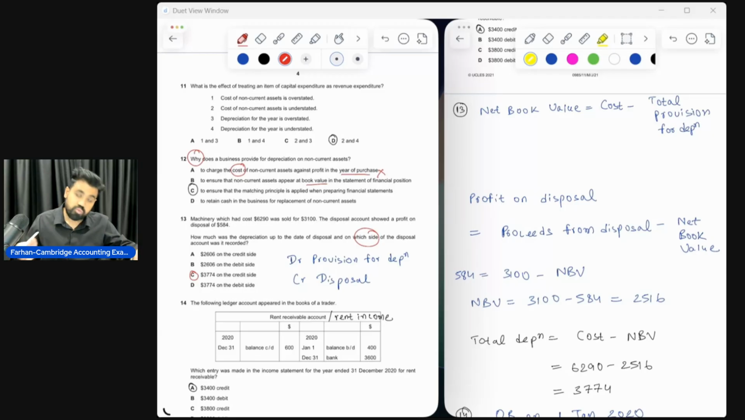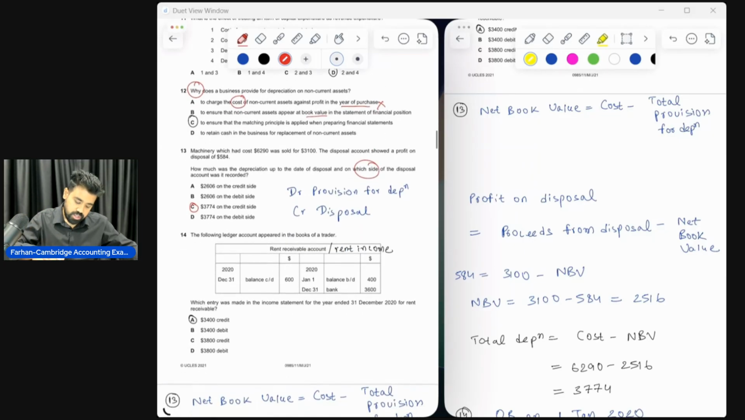But option C, as we've already discussed, which talks about the matching principle, clearly justifies why we calculate depreciation. What about option D? To retain cash in the business for replacement of non-current assets, it actually doesn't make any sense at all. Like, how are you going to retain cash when we are deriving depreciation? It doesn't make any sense, right? So therefore, for number 12, the correct answer to select is option C. What about question number 13?